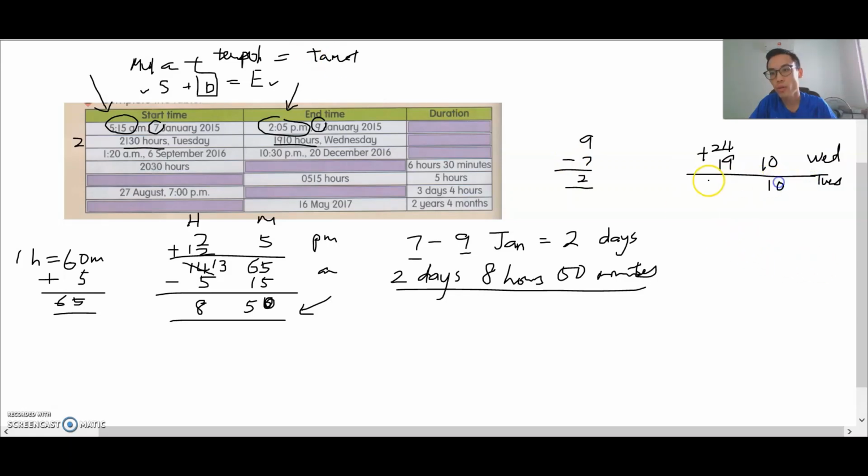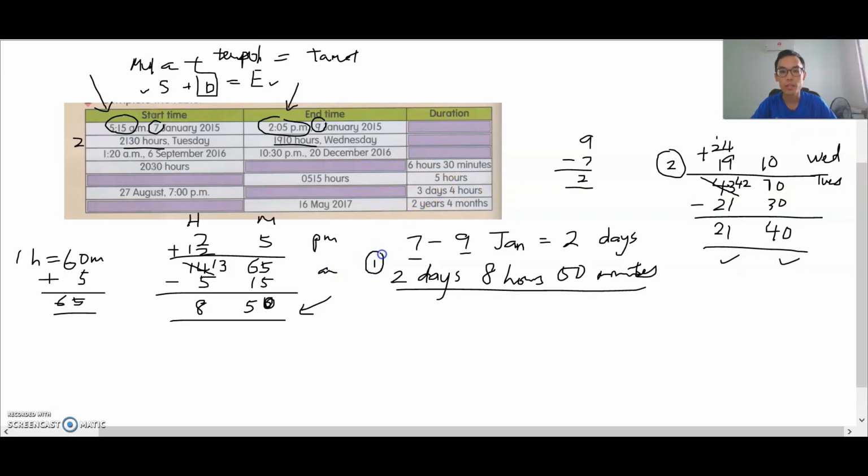So when you add 24 hours, you get 43 hours. And now we minus 21:30. Okay, 10 cannot minus 30. So we borrow 1 hour. So 43 becomes 42. 1 hour is 60 minutes. So 10 plus 60 is 70. So 10 becomes 70. So now you can minus. So the duration is 21 hours 40 minutes. Okay, this is for number 2, 21 hours, 40 minutes.